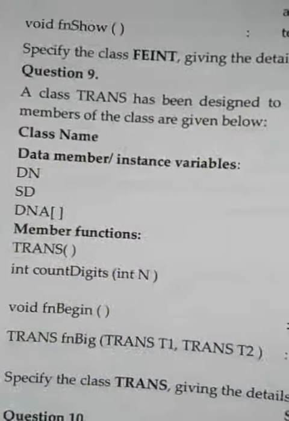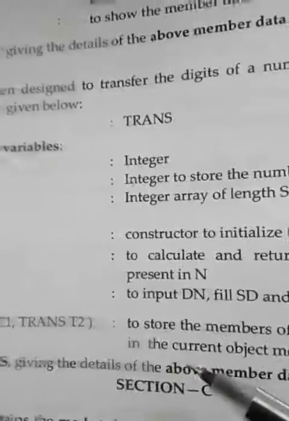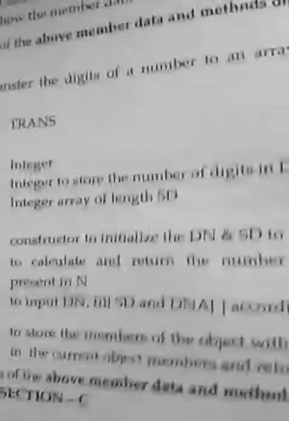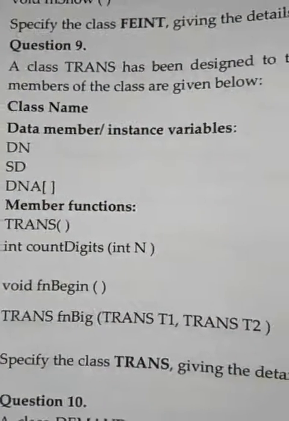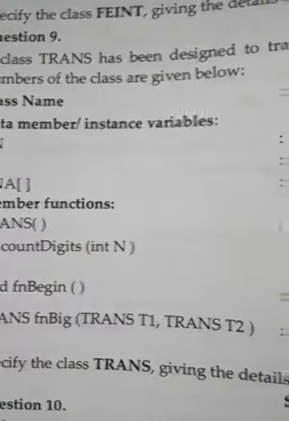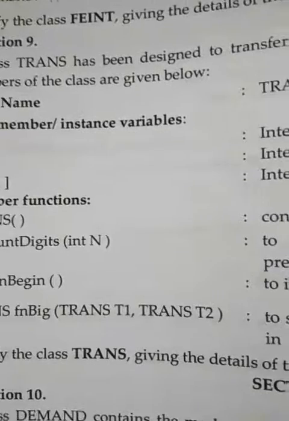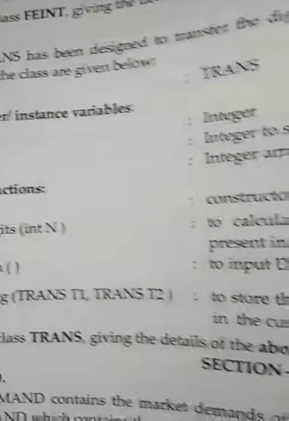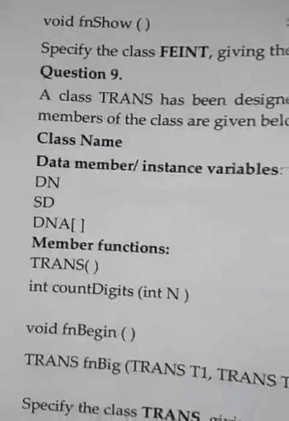Integer countDigit will count the total number of digits. Void fnBegin will input the value of dn and fill sd and dna accordingly. And there is the function transFn, so this will transfer only the digits from the one which has the largest number of digits in dn.